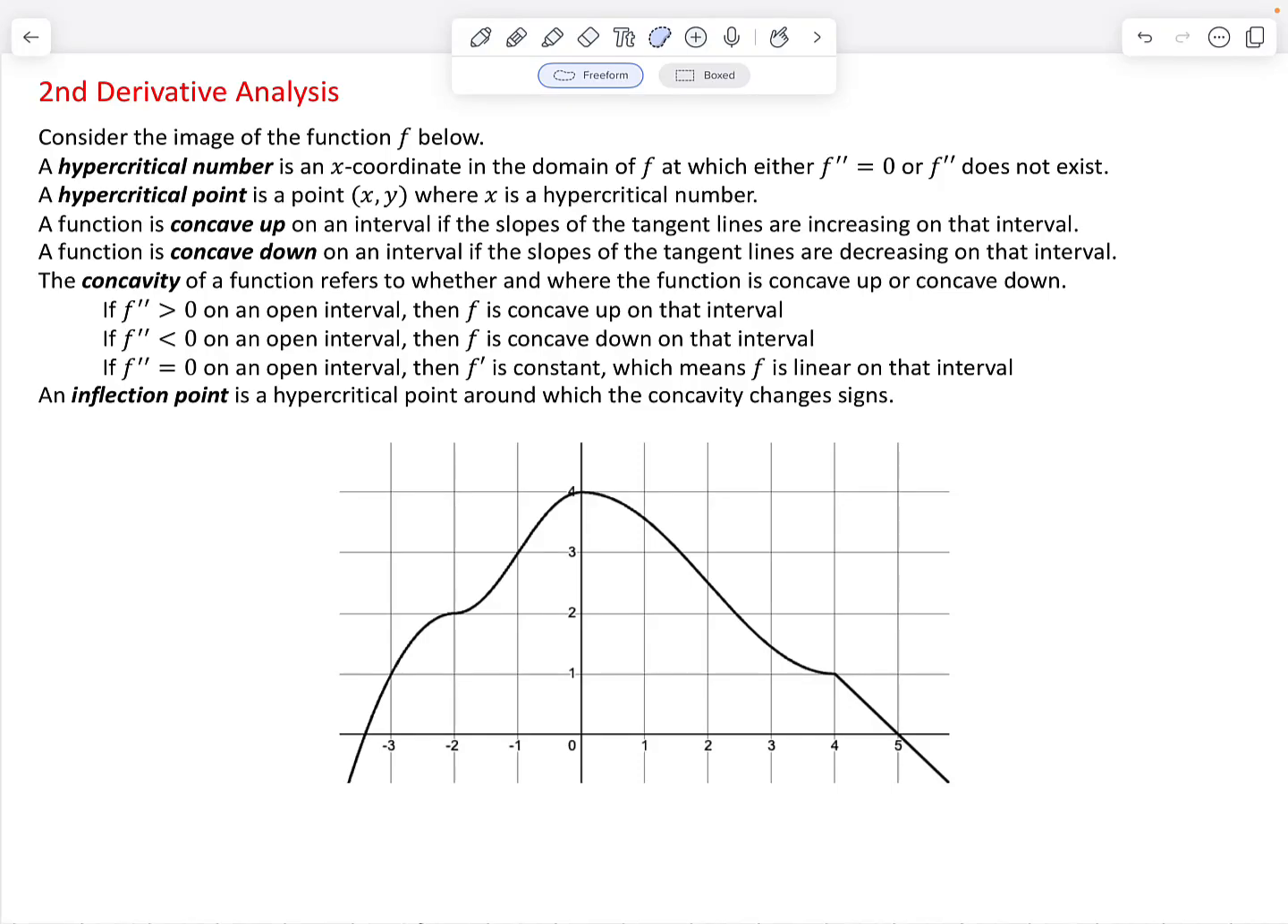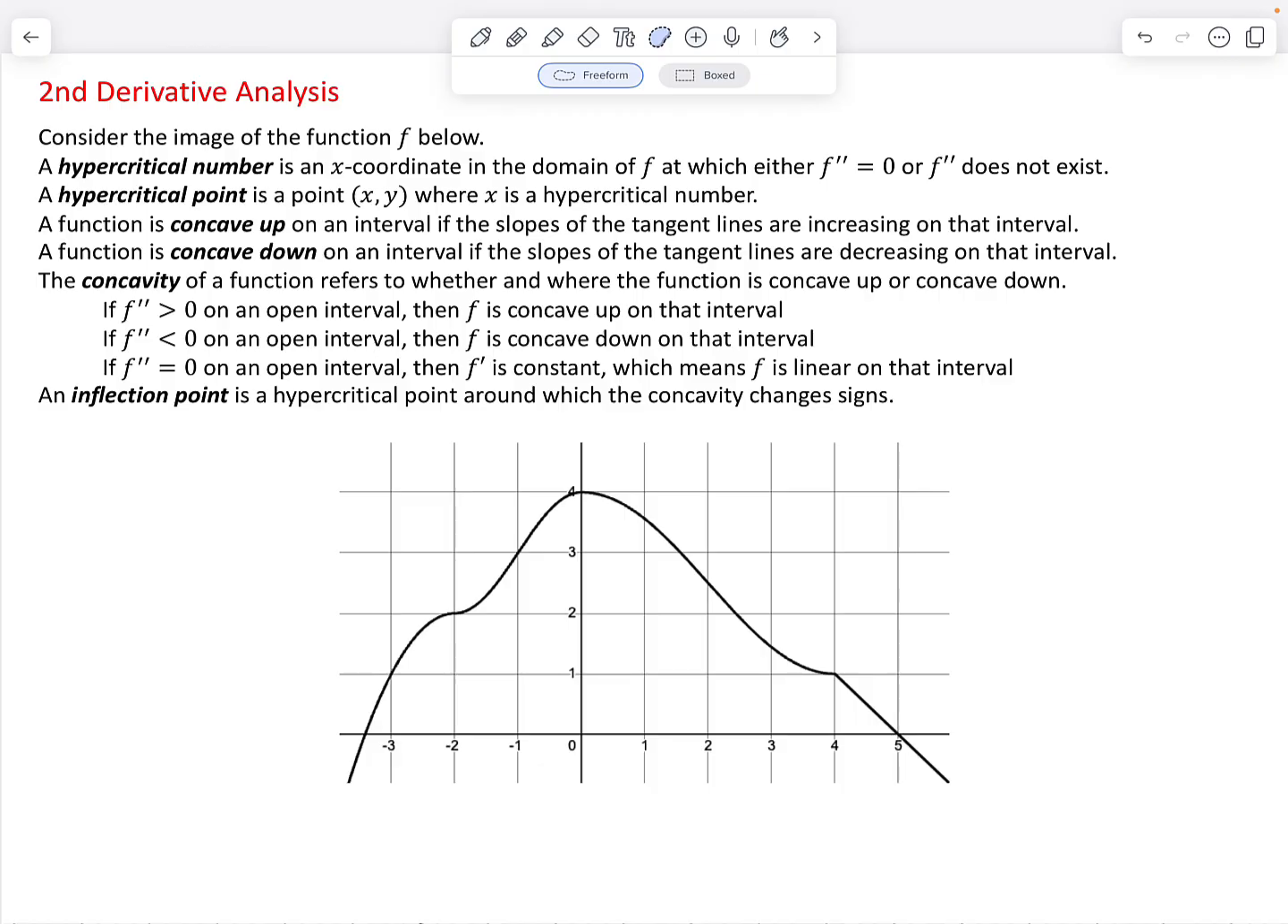Greetings, calculus students. This lesson is the second lesson in a four-part series on using derivatives to analyze the covariation between two variables. In other words, as x varies, how does y vary? In particular, this lesson is on using the second derivative to help with this analysis. Consider the image of the function below.